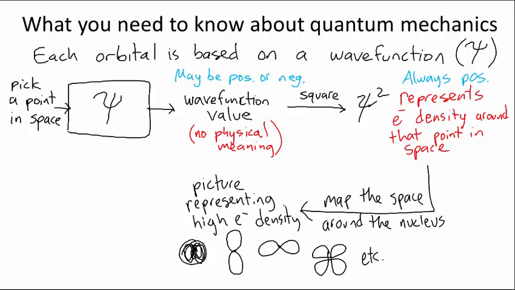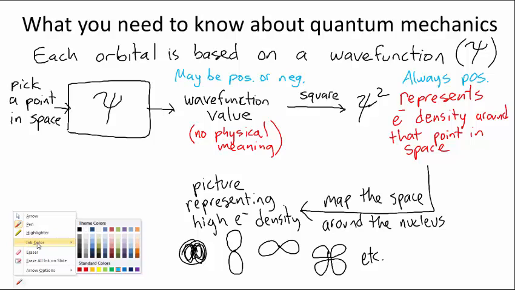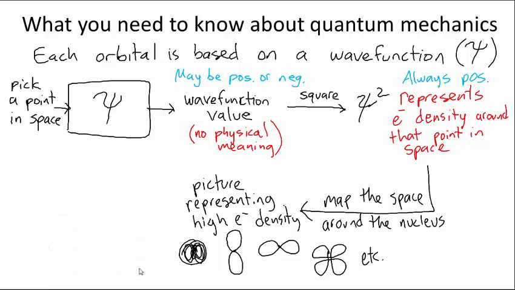So the pictures that we draw of orbitals do have an indication of whether the wave function was positive or negative. I haven't included it in these pictures yet, but they'll have shading to indicate whether the wave function value is positive or negative. For an s orbital, it doesn't really matter because the wave function value is going to be the same throughout the sphere. But for p orbitals, generally one lobe is shaded and one lobe is unshaded.